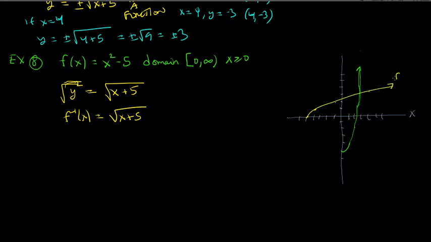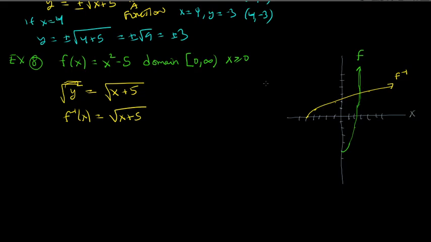Okay, so this is the graph of the inverse function, and this is the graph of the original function. And you can see that this is now a function because there's no minus sign here, as there used to be.